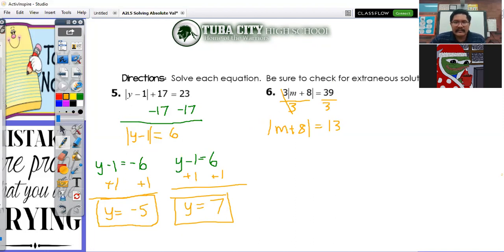From here, I can go ahead and make my two cases. So that's exactly what I'll do. So I'm going to make my negative case first. M plus 8 equals -13. And it's easier to change the outside than what's on the inside of the absolute value. So that's why we change the outside.